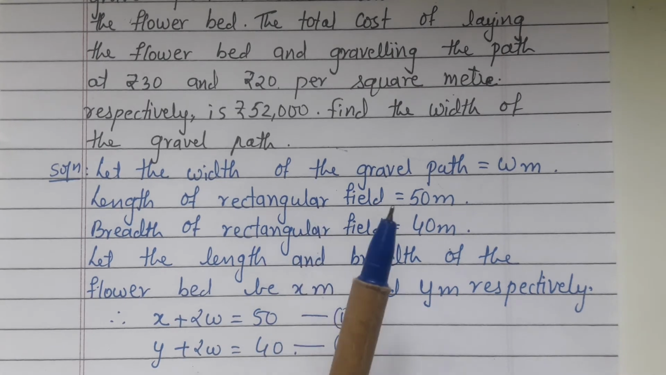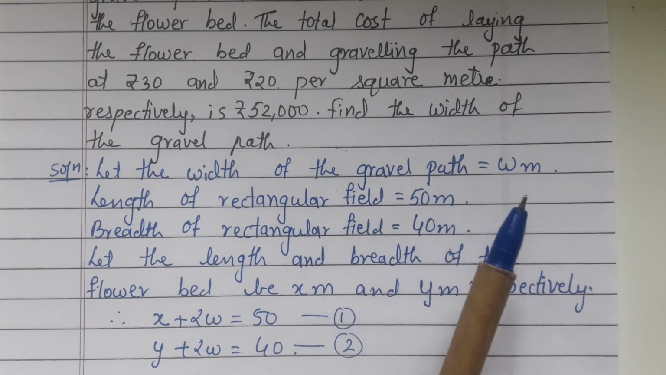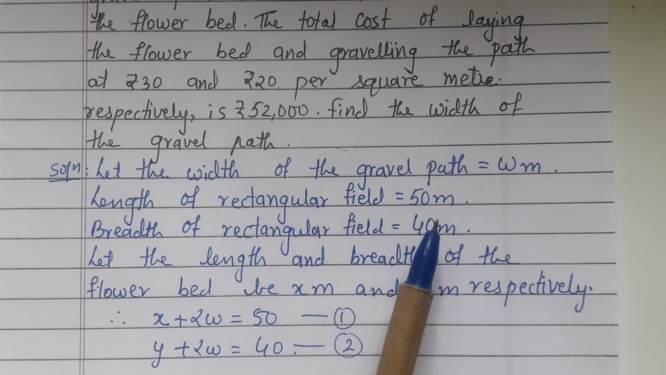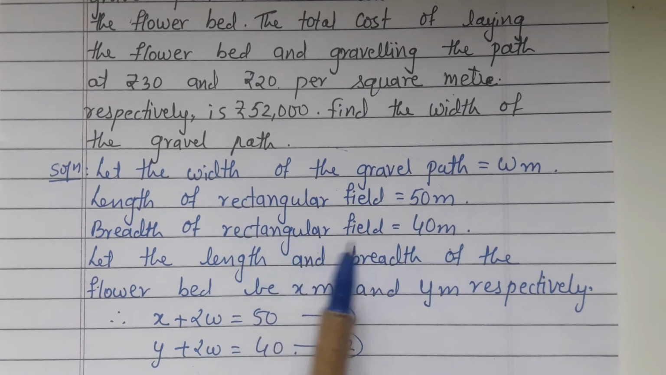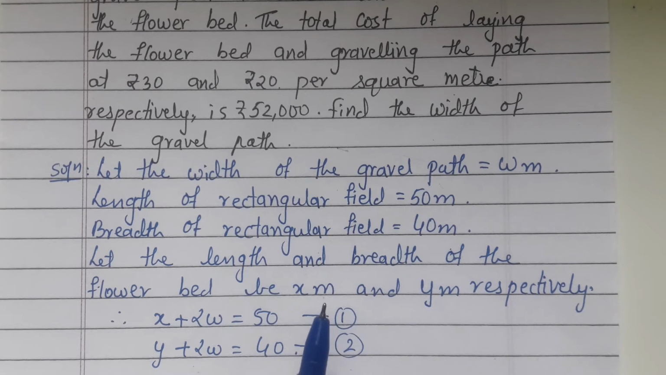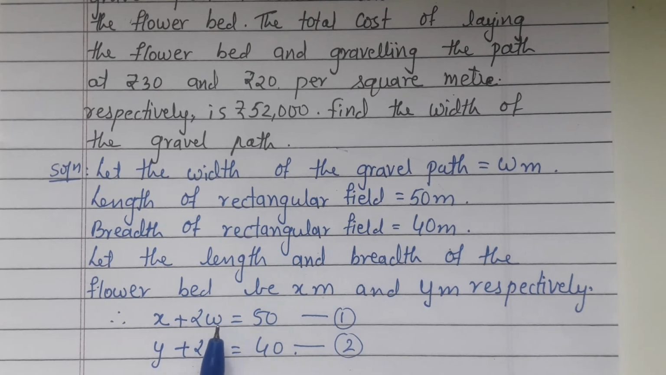Let the width of the gravel path equal W meter. Length of the rectangular field 50 meter. Breadth of the rectangular field 40 meter. Let the length and breadth of the flower bed be x meter and y meter respectively. Therefore, x plus 2W equals 50, y plus 2W equals 40.